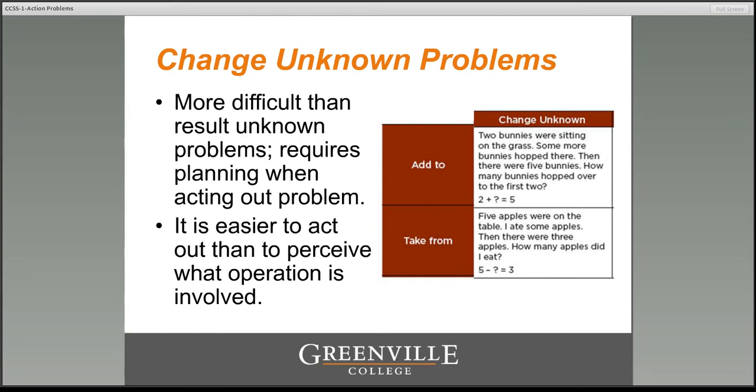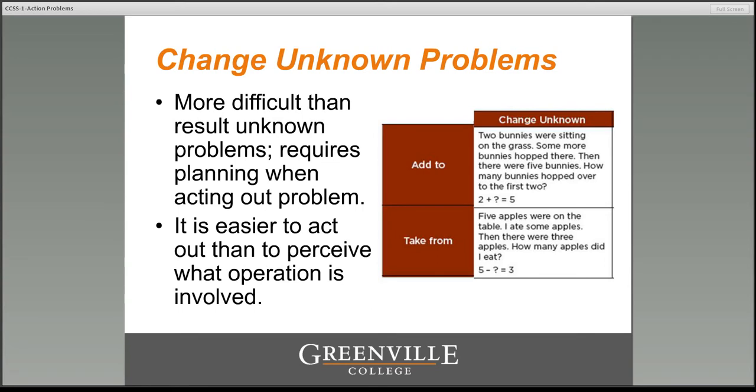So you can see that adds a little complexity to the counting process, and that complexity is what makes change unknown problems more difficult than result unknown. Often children will build onto their original set, just keeping it a little bit distant from the original so that they can keep track of the change quantity.